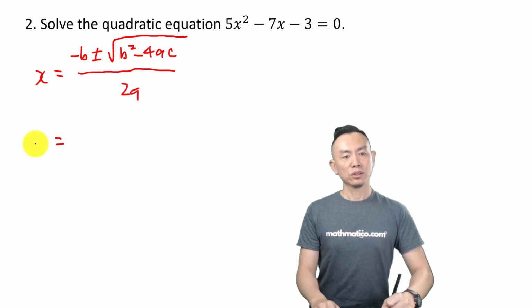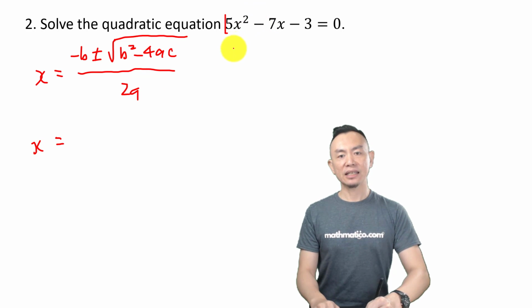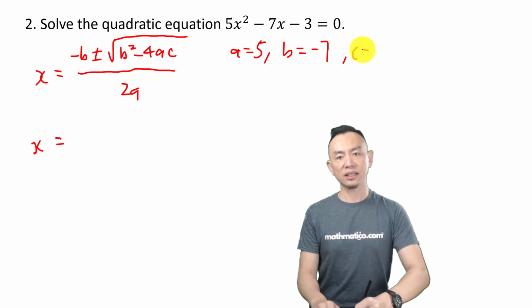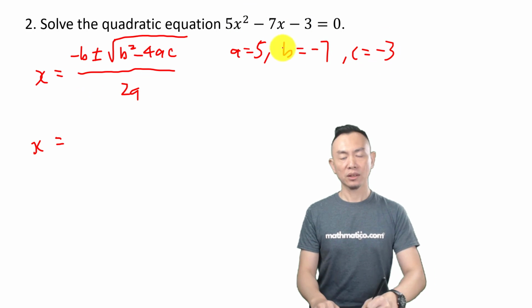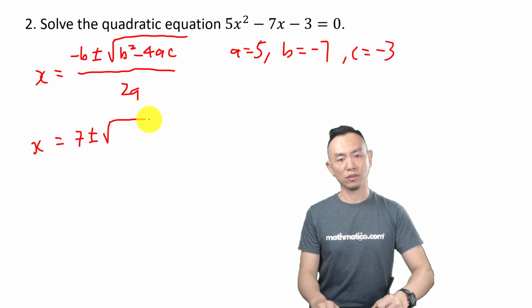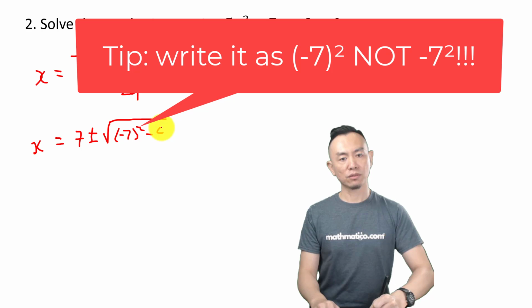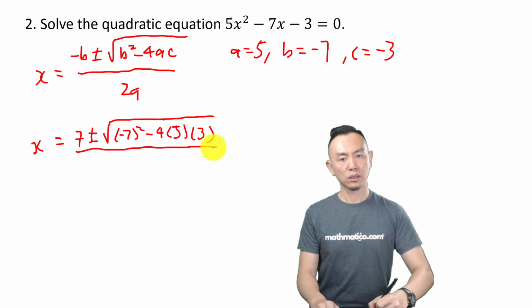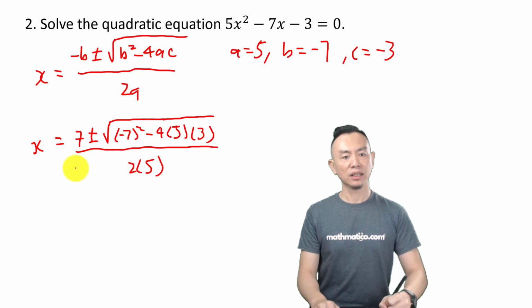So from here we can see that a is 5, b is -7 and c is -3. From here, I'll substitute all these numbers in. Negative b, which is -7, is +7, plus minus square root of b squared, which is (-7) squared, minus 4ac, over 2a, which is 2 times 5.